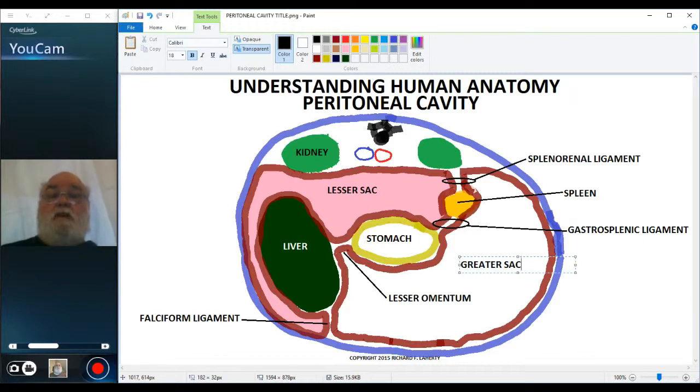So, we now have the major components. We have foregut, represented by the stomach, the liver, a derivative of the foregut, and the spleen, which develops in the dorsal mesentery out of mesoderm.